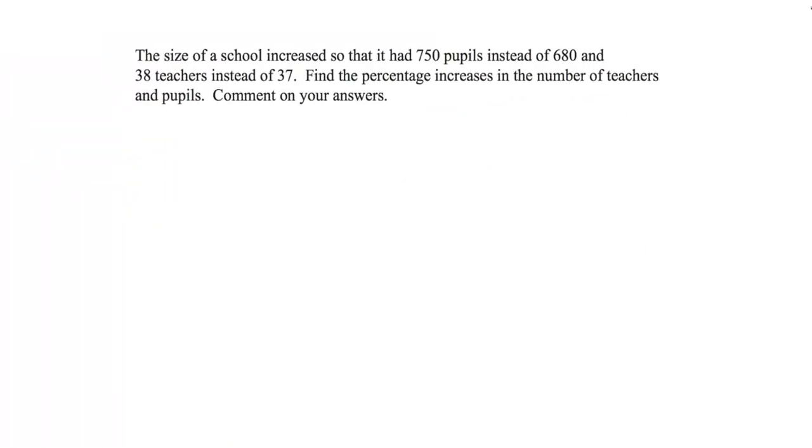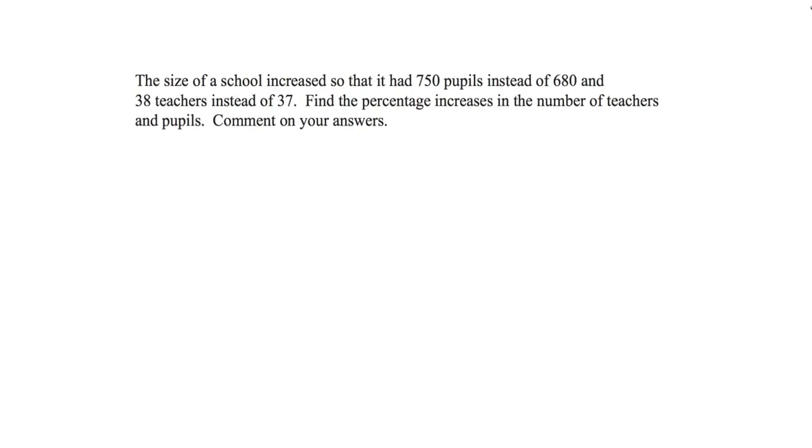Let's do the next one. The size of a school increased so that it has 750 pupils instead of 680. So the new amount is 750, the original amount is 680. Okay, now that's the pupils. And it had 38 teachers instead of 37. So if we're talking about teachers, the new amount is 38. The original amount is 37. Find the percentage increase in the number of teachers and the number of pupils.